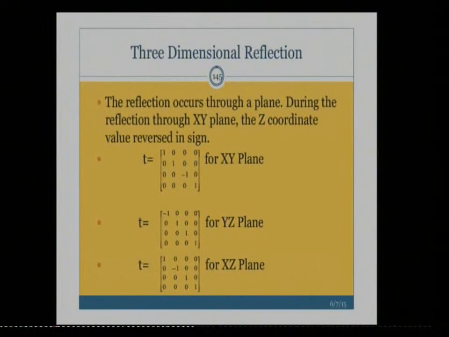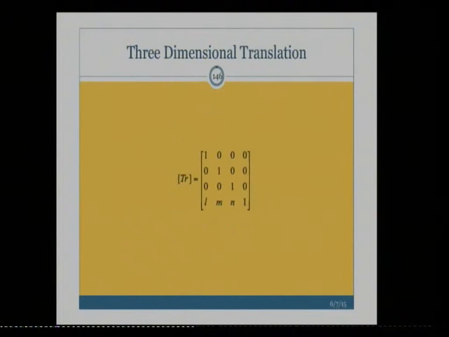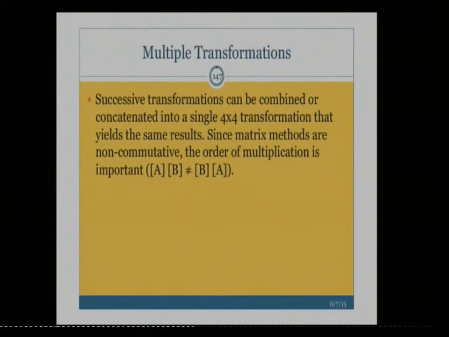and reflection matrix also, you see, just putting a minus 1 will reflect in that plane. X, Y, Z plane, whichever you want, I have shown here. And translation also, L, M, N is the last row, that will help in X, Y, Z translation. And this is to be remembered, A into B is not B into A. So, in matrix multiplication, order is important.